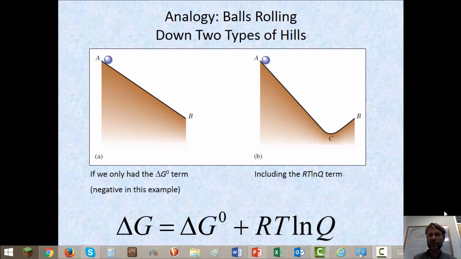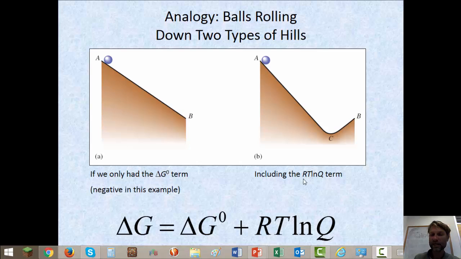So an analogy to a chemical reaction that includes these pressure effects is balls rolling down two types of hills. In the first case, we have a ball going from starting point A to ending point B, and this is if we only had the delta G under standard conditions term. We're going from 1 atmosphere of A to 1 atmosphere of B. In this case, it is spontaneous.